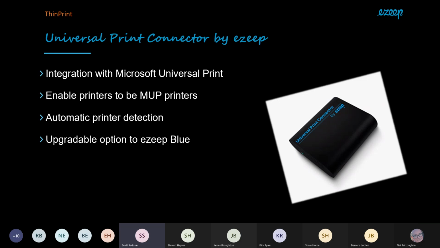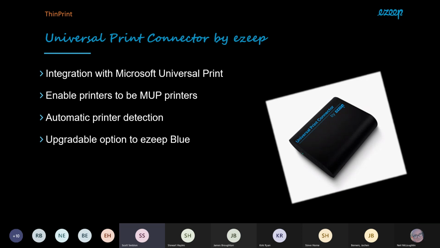and it enables those printers to be universal print ready printers. The automatic printer detection that I mentioned earlier, where we can plug this in, set a static IP address, scan all the printers that aren't ready. Think about the cost effectiveness of that. People turning just standard printers like I have myself into universal print ready printers just by using our universal print connector by Ezeep.